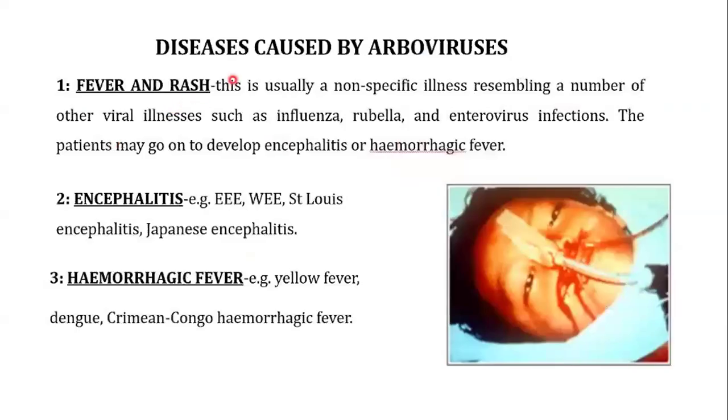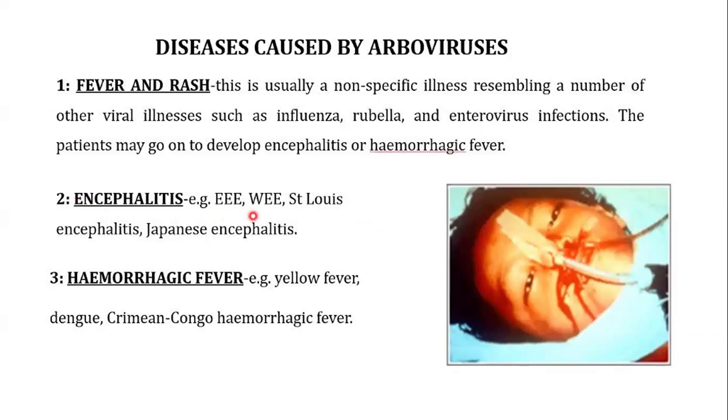We'll go through them. So diseases caused by arboviruses: these are the three main ones, fever and rash, encephalitis, and hemorrhagic fever. Fever and rash is usually a non-specific illness resembling a number of other virus illnesses such as influenza, rubella, and enterovirus infection. The patients may go on to develop encephalitis or hemorrhagic fever. And you see here, blood is oozing from the orifice. So here it came out from the nose.